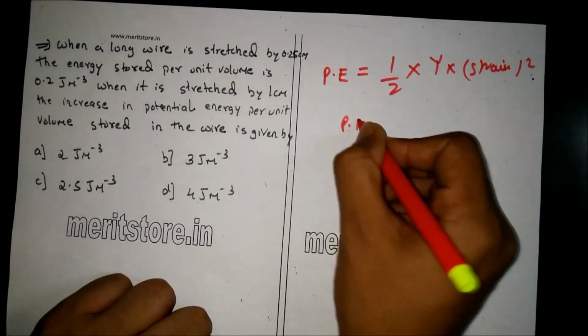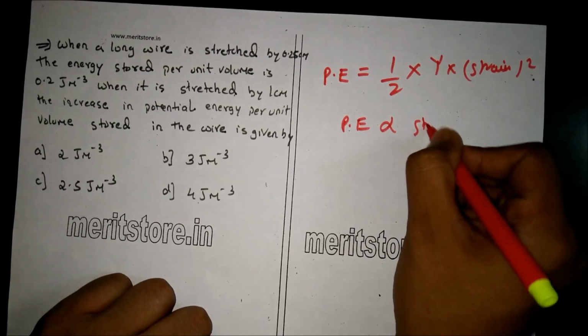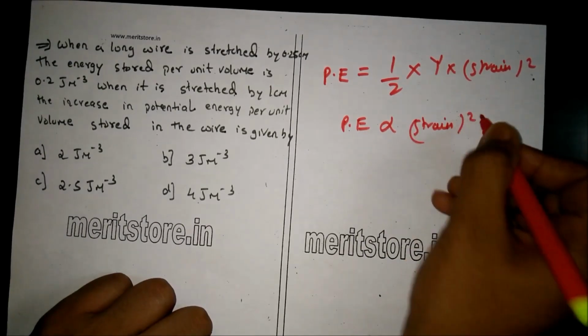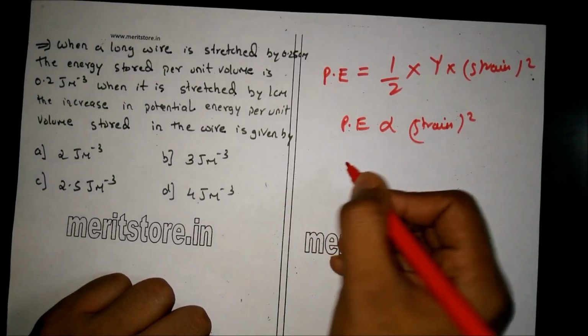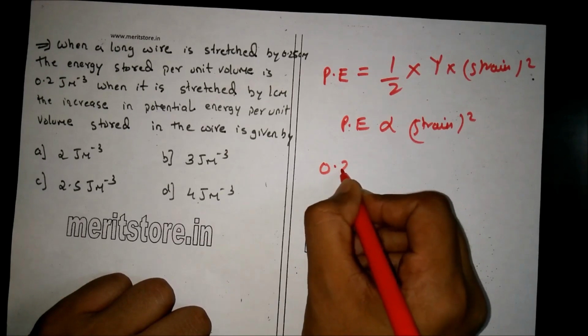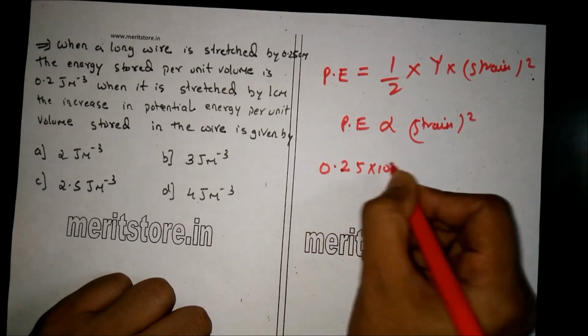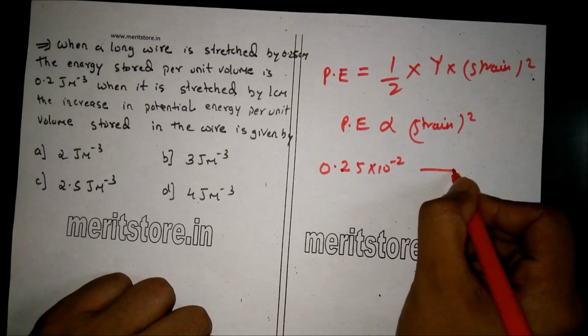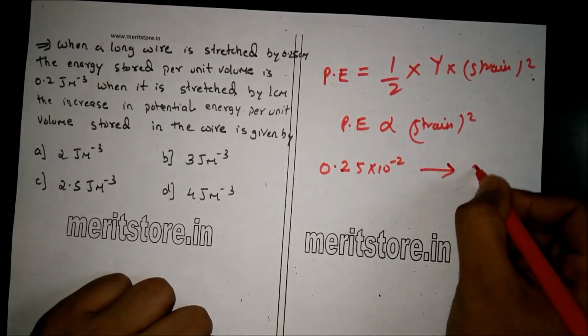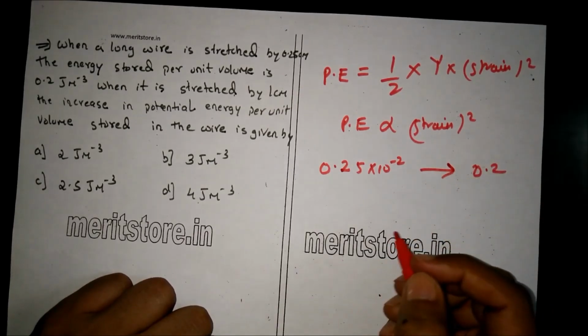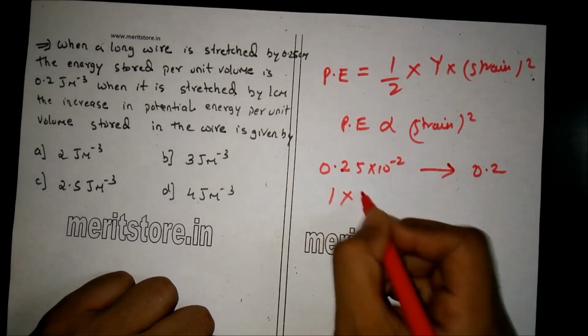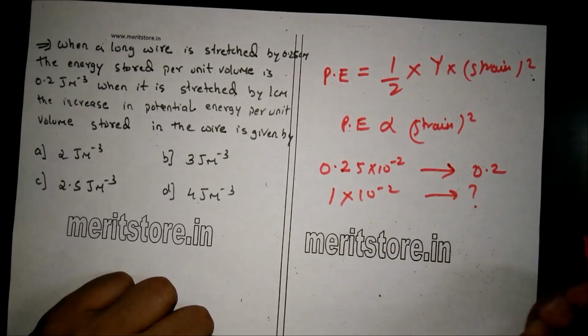Therefore, PE is directly proportional to the strain square. When the long wire is stretched by 0.25 × 10^-2 meters, the potential energy per unit volume stored is 0.2. Now, when it is stretched by 1 centimeter, how much is the potential energy?